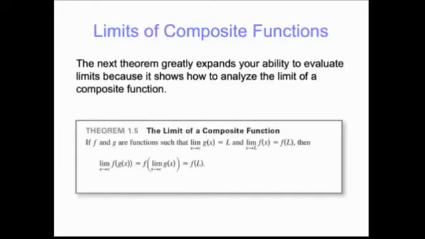The next property of limits that we want to look at is the limit of a composite function. Theorem 1.5 says, if f and g are functions such that the limit as x approaches c of g of x equals L, and the limit as x approaches L of f of x equals f of L, then the limit as x approaches c of f of g of x is equal to f of the limit as x approaches c of g of x, which is equal to f of L.